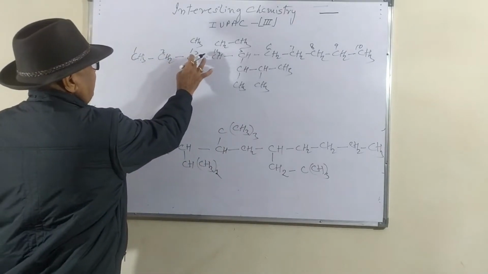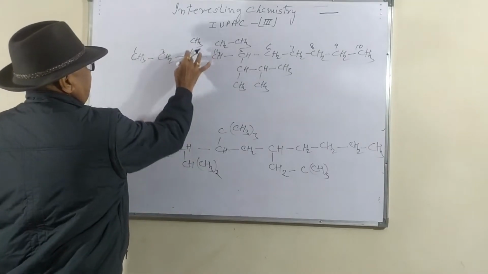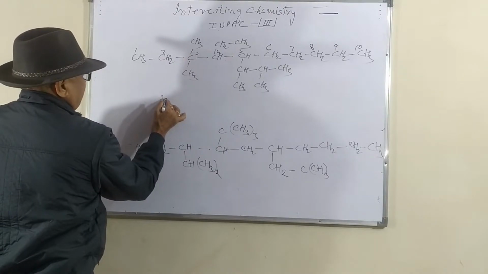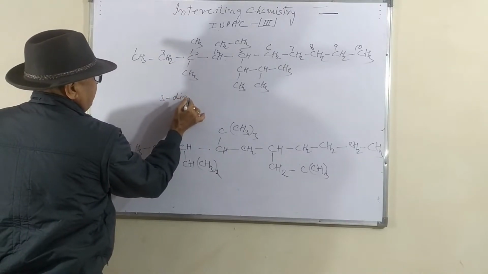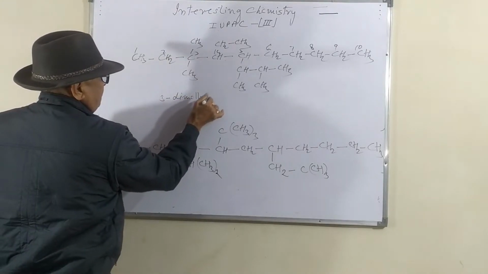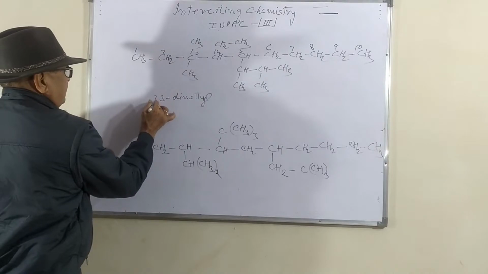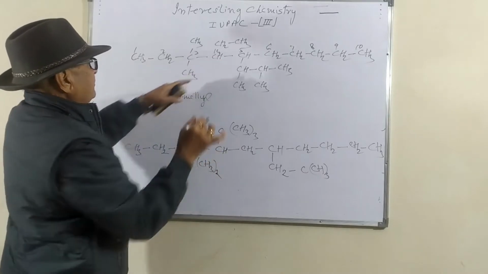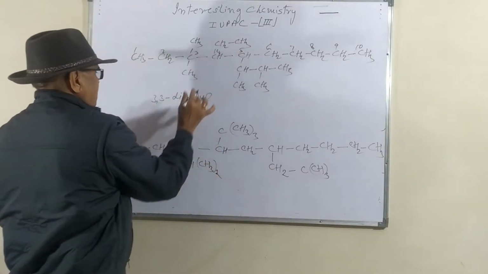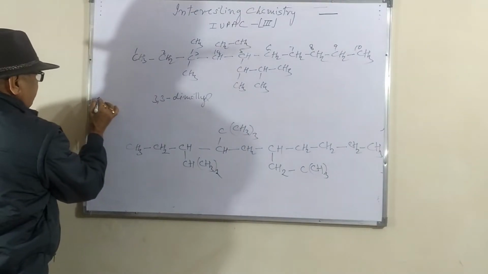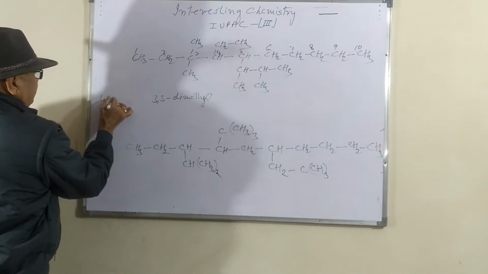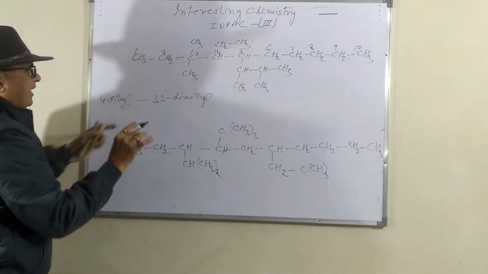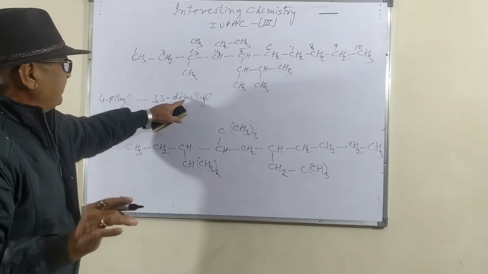Here you will write 3 ethyl. This will be 3 dimethyl and 4 ethyl. On the 4th carbon there will be ethyl, so ethyl will come first. So 4 ethyl and 3 dimethyl.